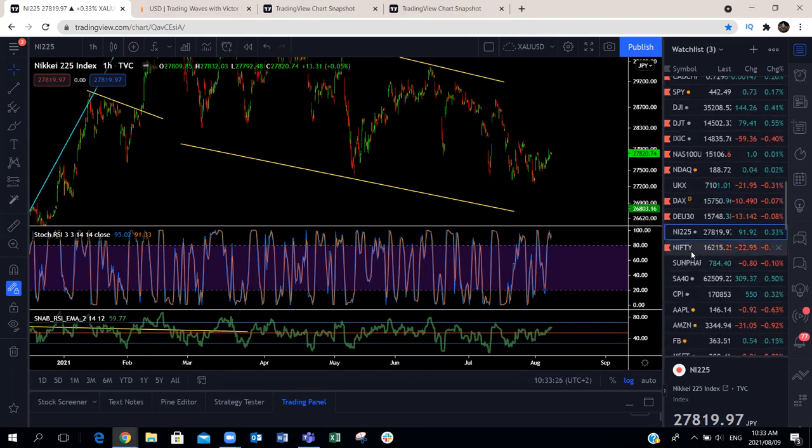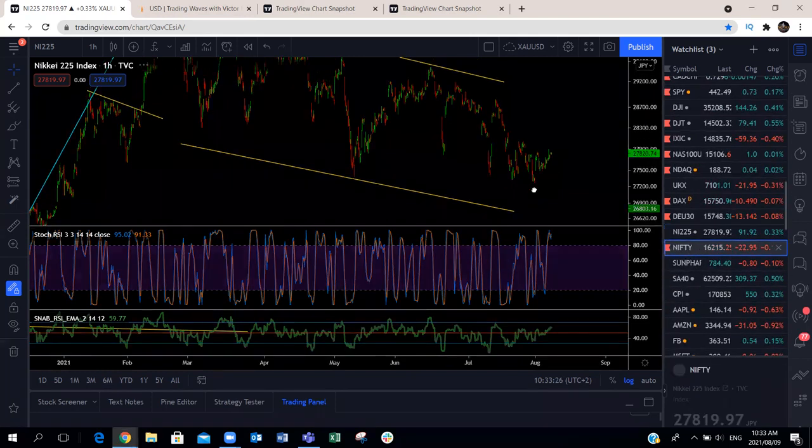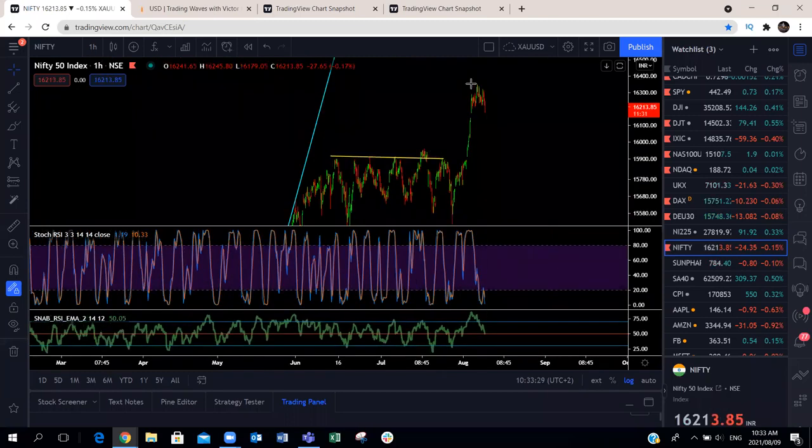Right, the Nifty has rallied after the regular flat, now starting to make another pullback. Still bullish. As you can see, this one is still above 50, we've reset it, we'll expect this to continue to the upside.